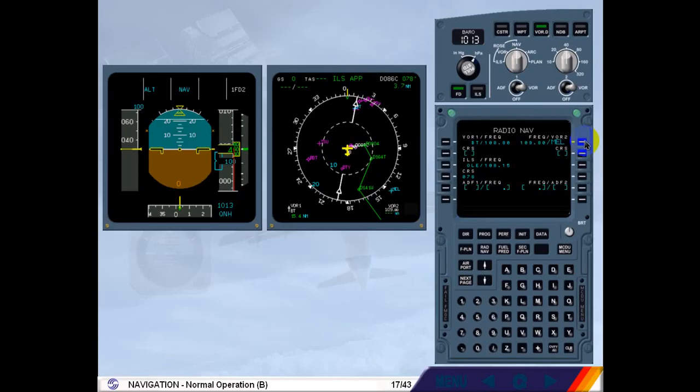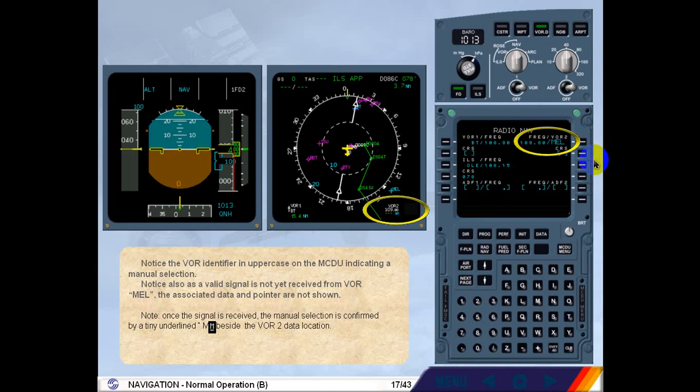Notice the VOR identifier in uppercase on the MCDU, indicating a manual selection. Notice also, as a valid signal is not yet received from VOR MEL, the associated data and pointer are not shown. Note, once the signal is received, the manual selection is confirmed by a tiny underlined M beside the VOR2 data location.